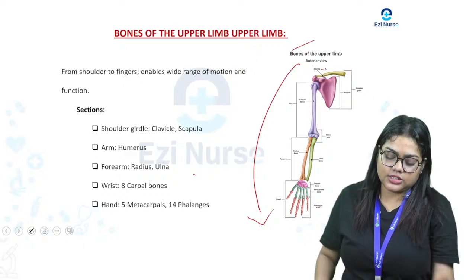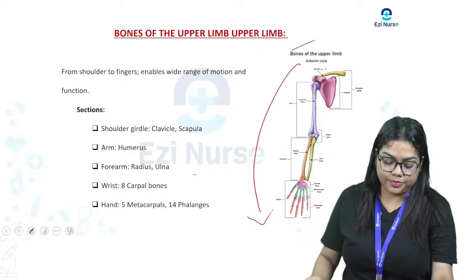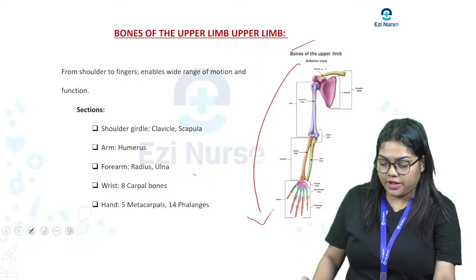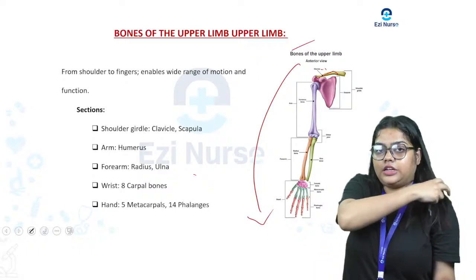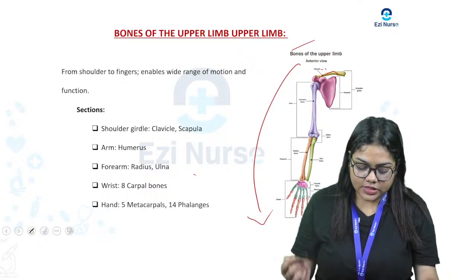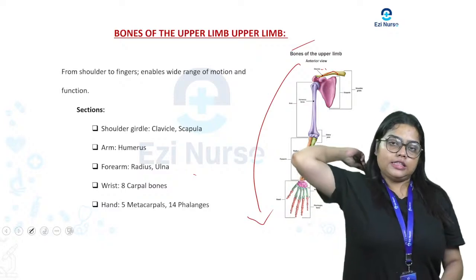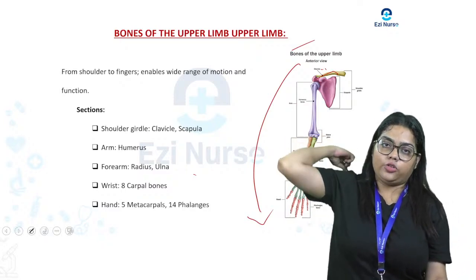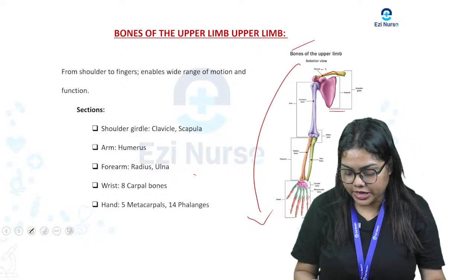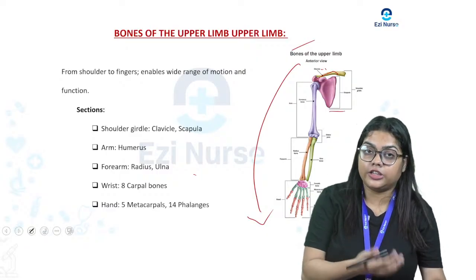Till the fingers is called the upper limb. So it has different sections. First, in the shoulder girdle we have the clavicle bone. I told you already, here, the clavicle bone. Then the scapula. What is the scapula? This is the triangular part of our back. It is a triangular or flat shaped bone, we have already discussed, right?